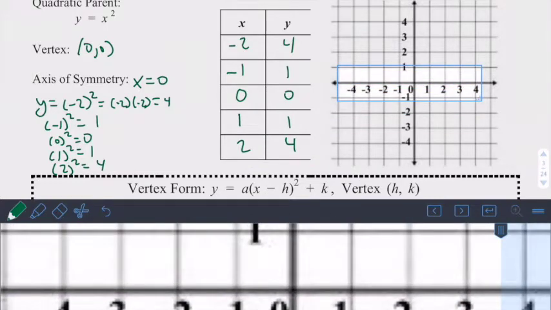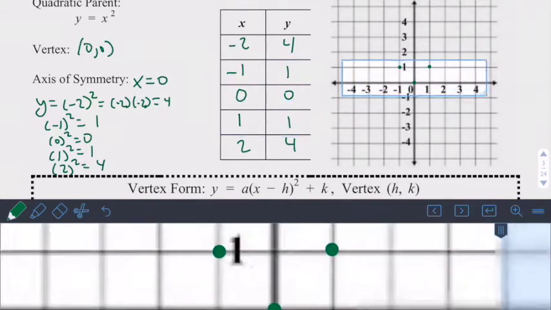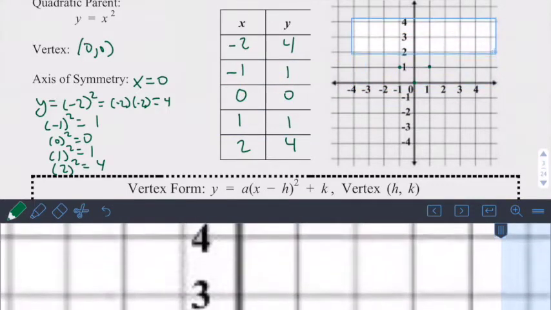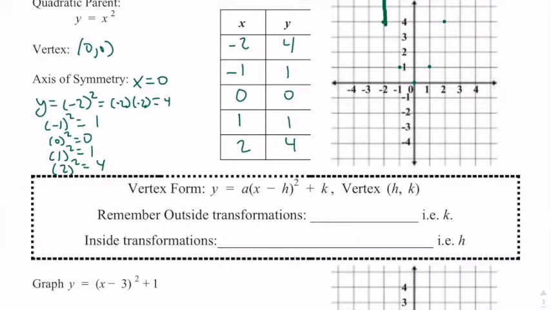So 0, 0, 1, 1, and -1, 1, right? Those are my 2 points in the middle. And then 2, 4, and -2, 4. So when I go to make my line, I can see the parabola forming. And it goes on forever.